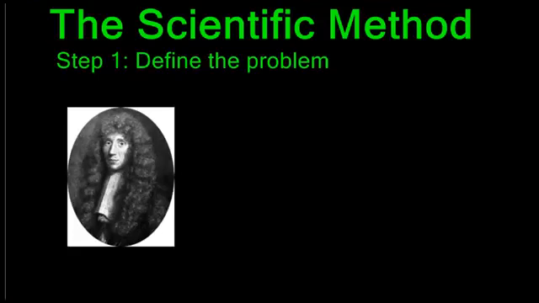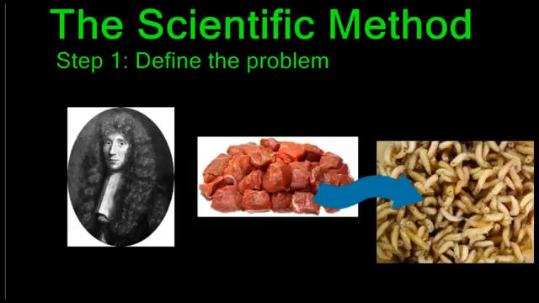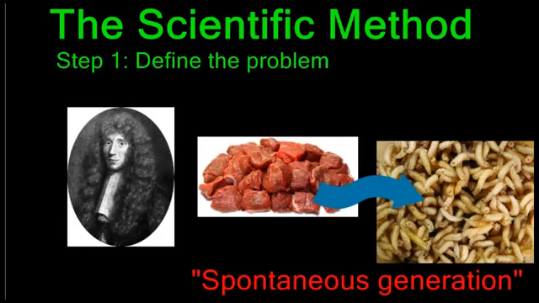In the time of Francesco Redi, people thought that living things could come from non-living things. For example, maggots, which are small worm-like bugs, could come from decaying meat. This idea is known as spontaneous generation. Redi knew that that was not true. It just couldn't be. So he decided to test this idea with an experiment.